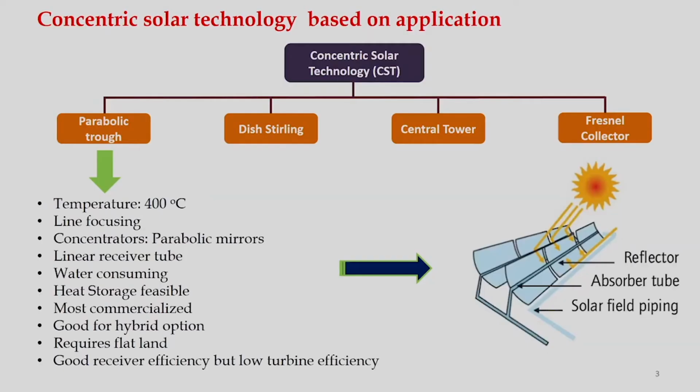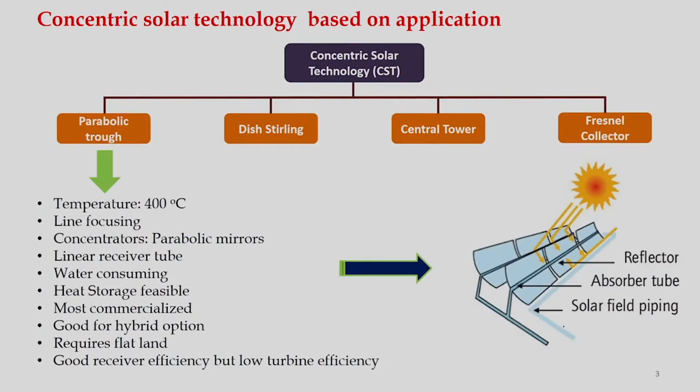Dear students, today we will be discussing different solar concentrating technologies and principles which are used for power generation. We have technologies like parabolic trough, dish Stirling, central power receiver system, and Fresnel collectors. If we talk about parabolic trough, as you can see, this is a configuration for a parabolic trough. It must have a reflector, this component is the reflector, then absorber tube, then solar field piping.